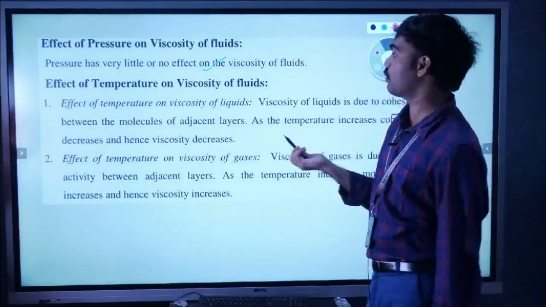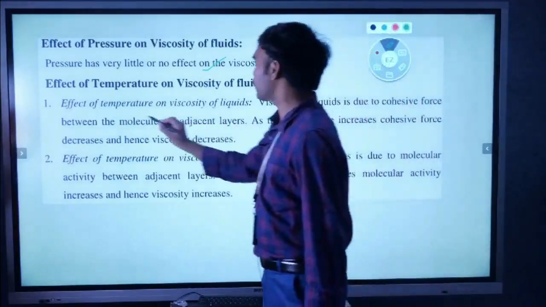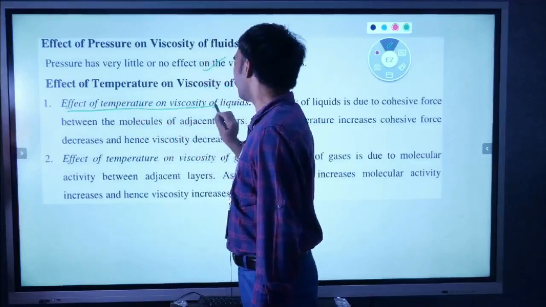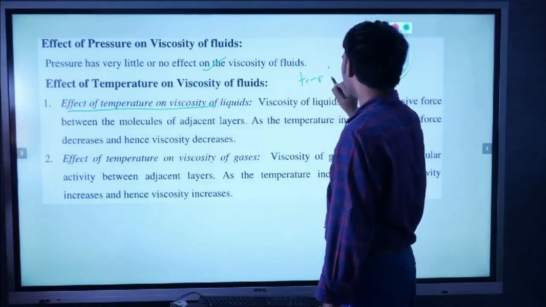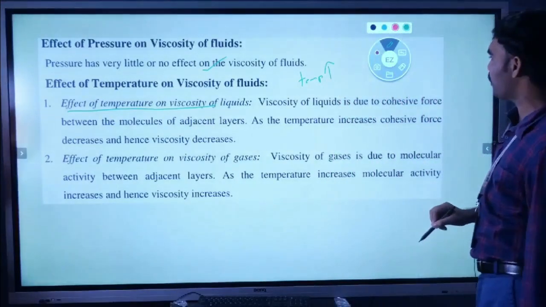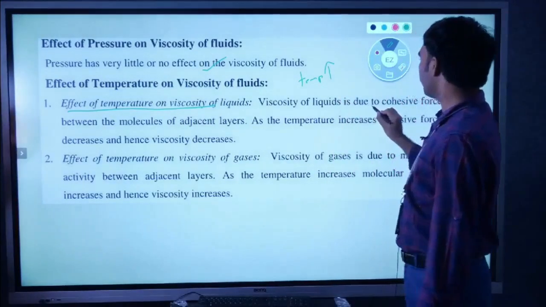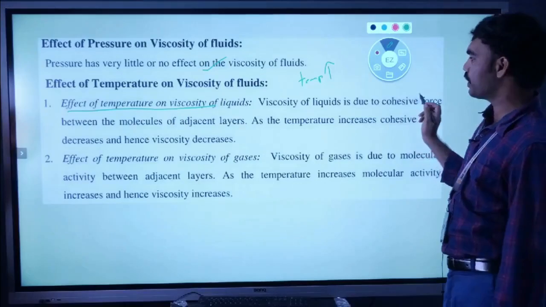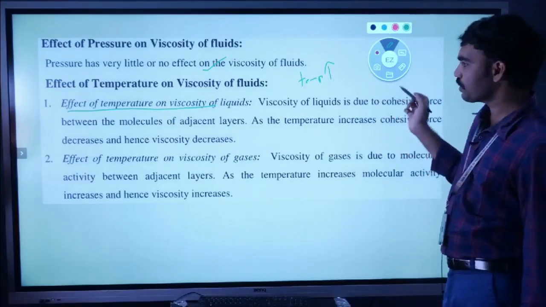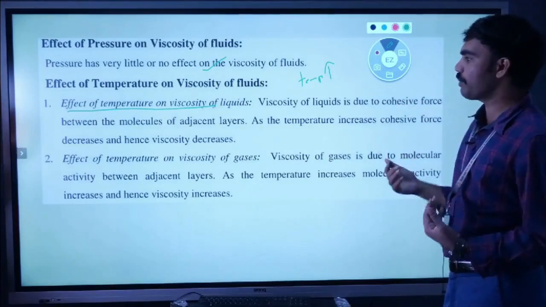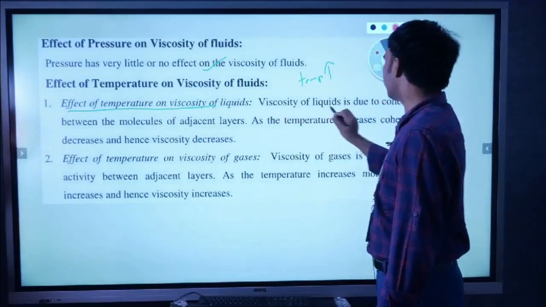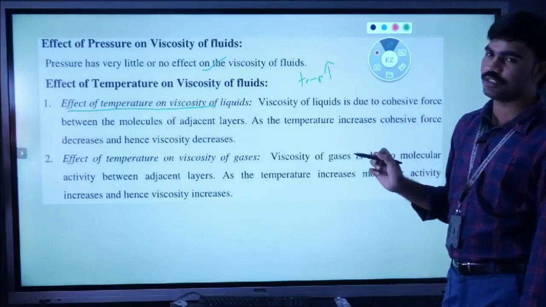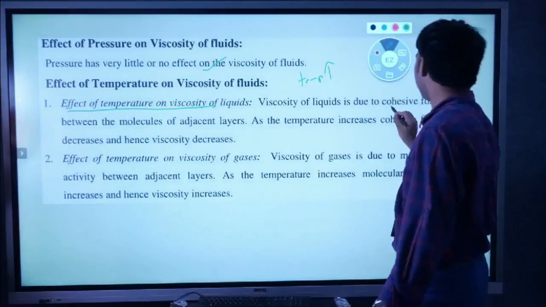But how will the temperature affect it? If the temperature increases, what will happen to the viscosity of the liquid? To understand this, the viscosity of the liquid is due to cohesive force. We already discussed, what is the cohesive force?